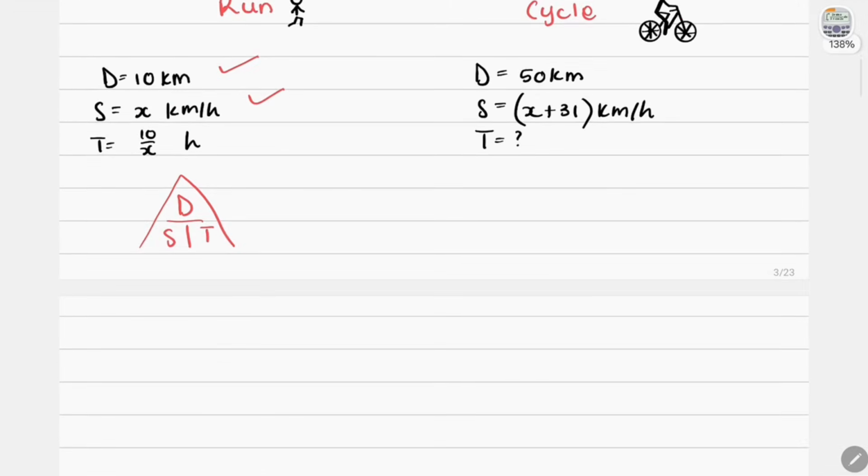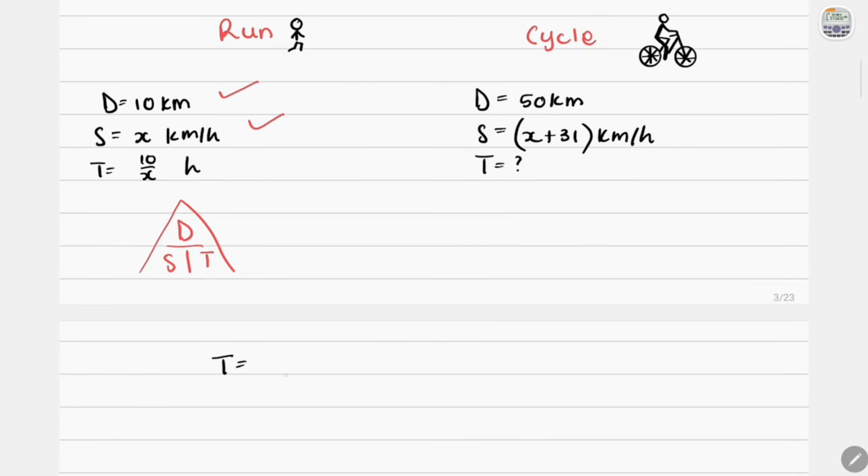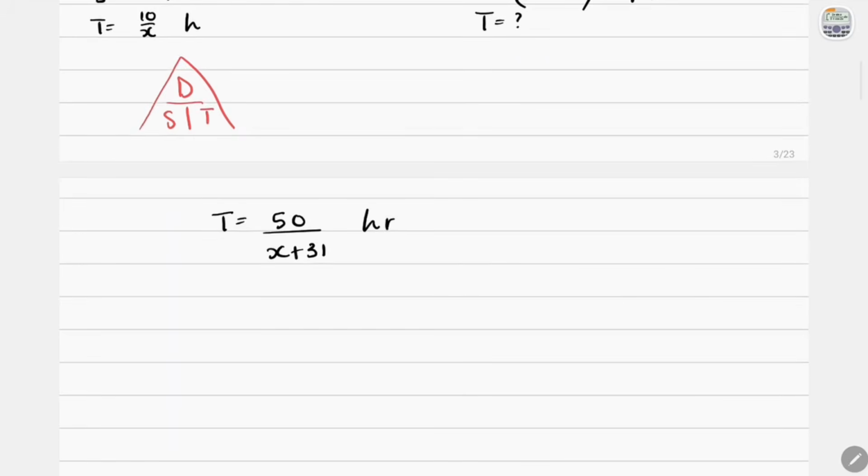In this question, to find the time, we'll simply take the distance, which is 50 kilometers, divided by the speed, which is x plus 31. And this will be the time in hours. So that is the time. And moving on to the next question.